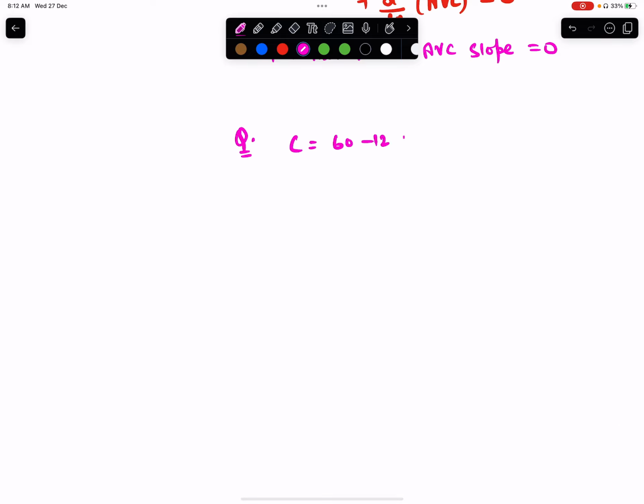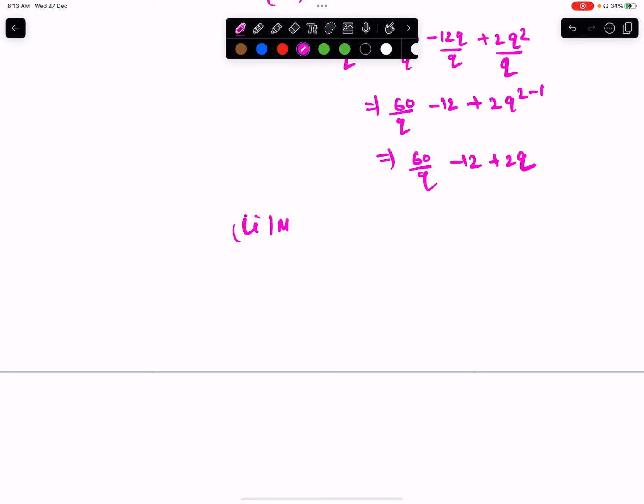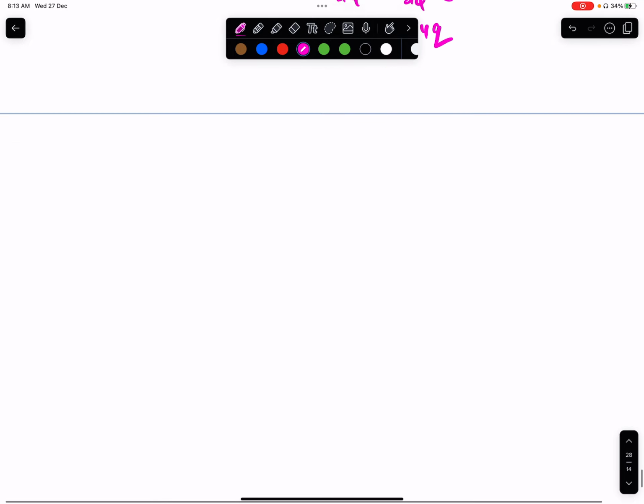First, AC equals C by q. Simply we divide: 60 by q minus 12q by q plus 2q square by q, that is 60 by q minus 12 plus 2q. So this is our average cost. Second, marginal cost equals dc by dq, that is d by dq of 60 minus 12q plus 2q square, which equals minus 12 plus 4q after differentiating. So these are our average cost and marginal cost.